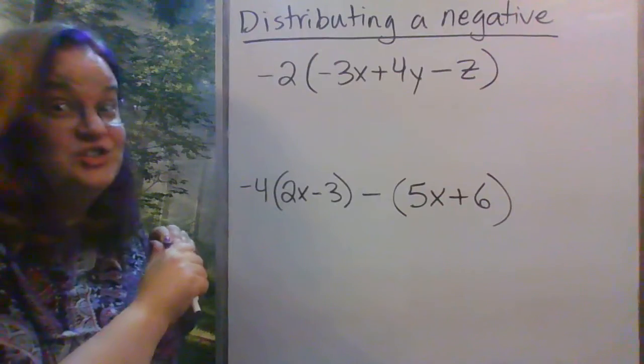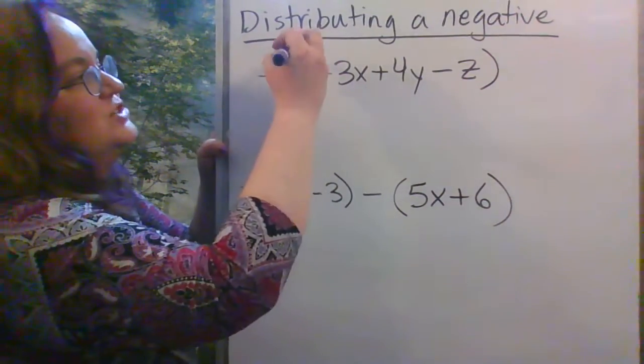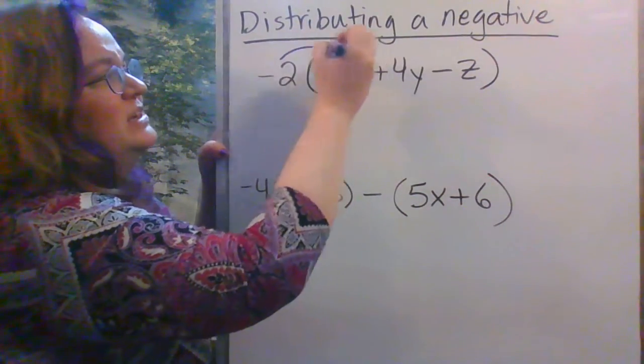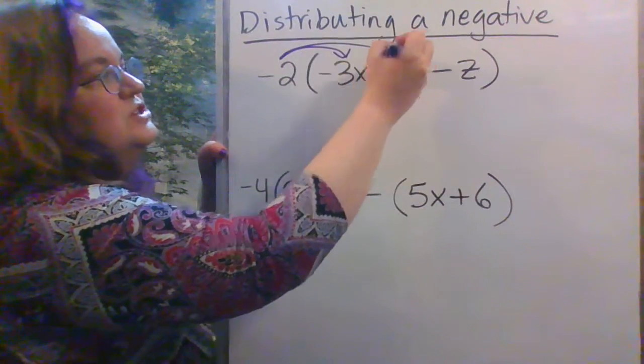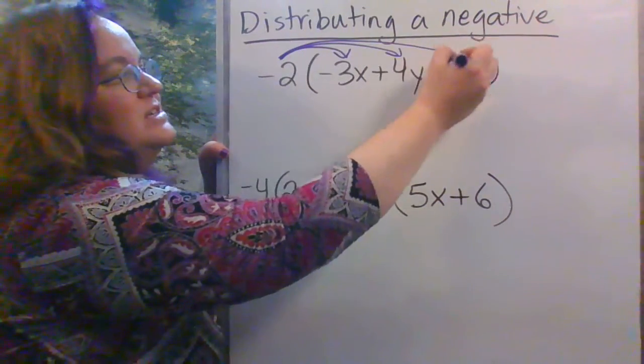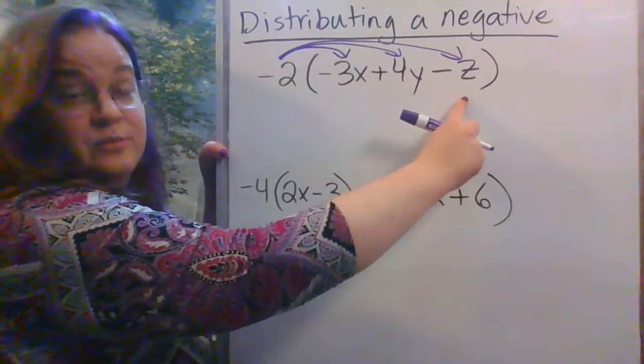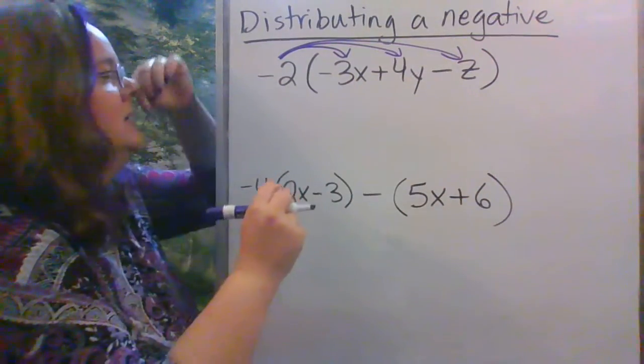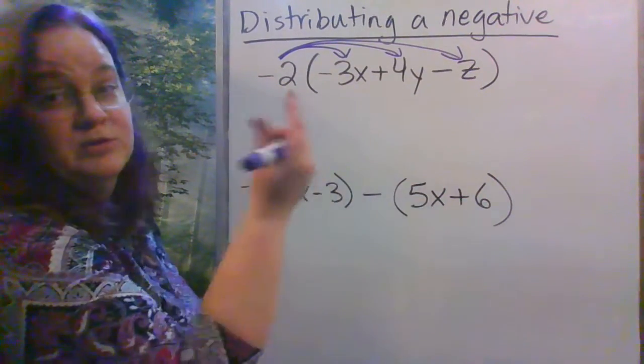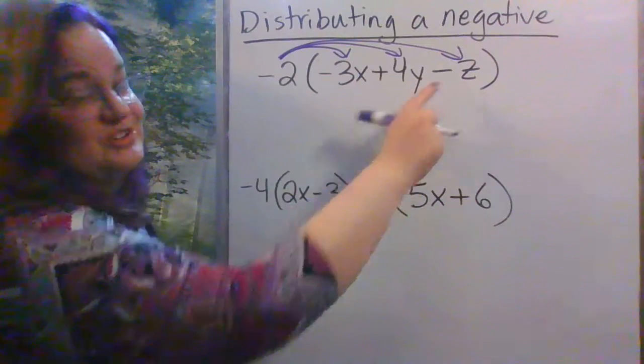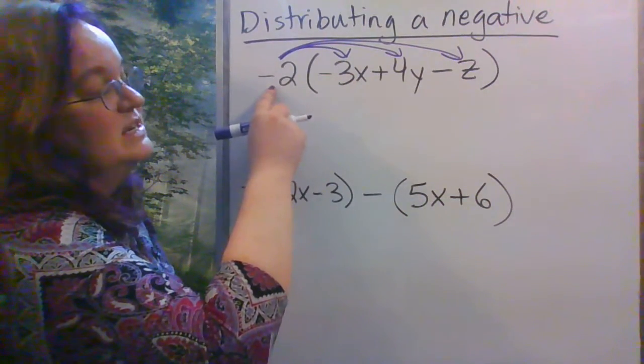Okay, it's just the distributive property. It just happens to be that the number we're distributing is negative. I'm still going to distribute that number to every single term. In this case, I've got 3 of them inside the parentheses. So -2, and remember terms are separated by addition and subtraction signs. So I'm just going to take it one at a time.